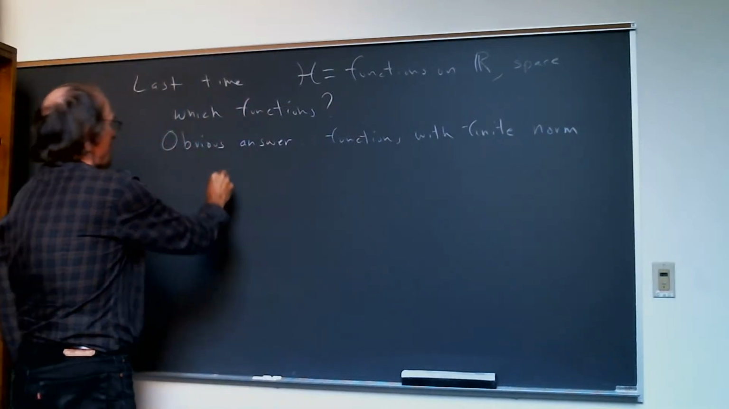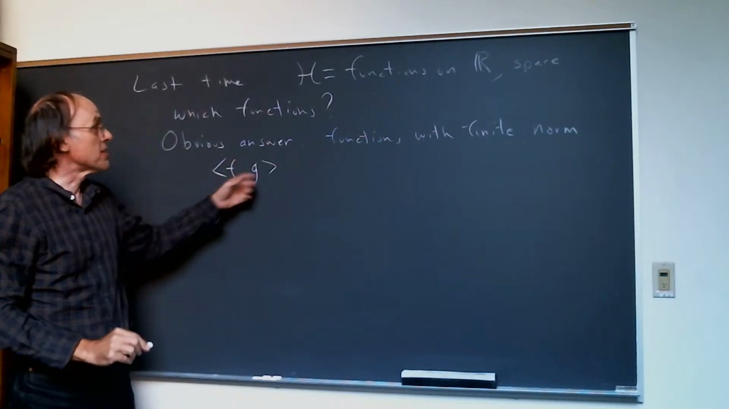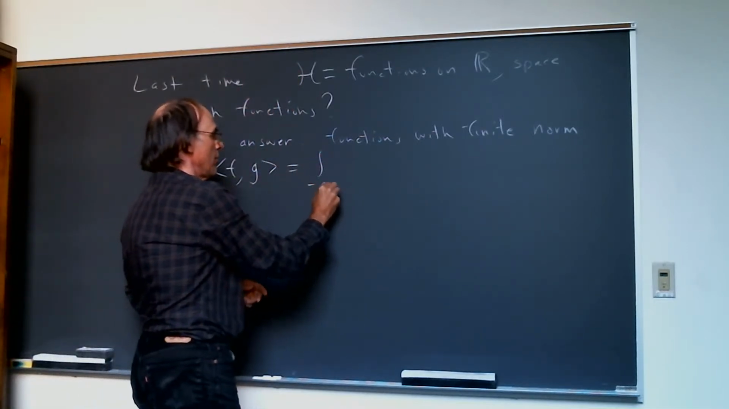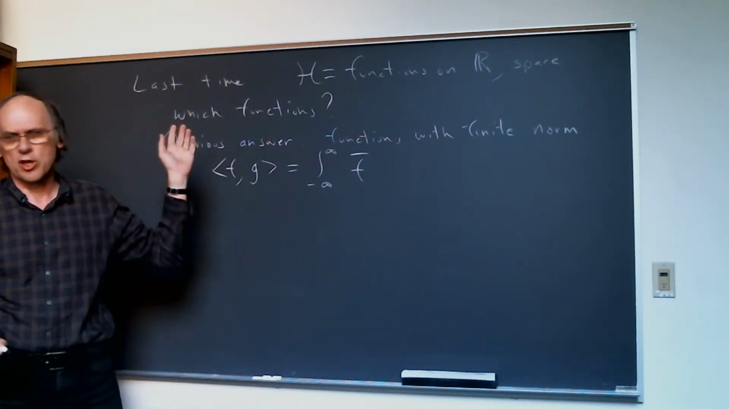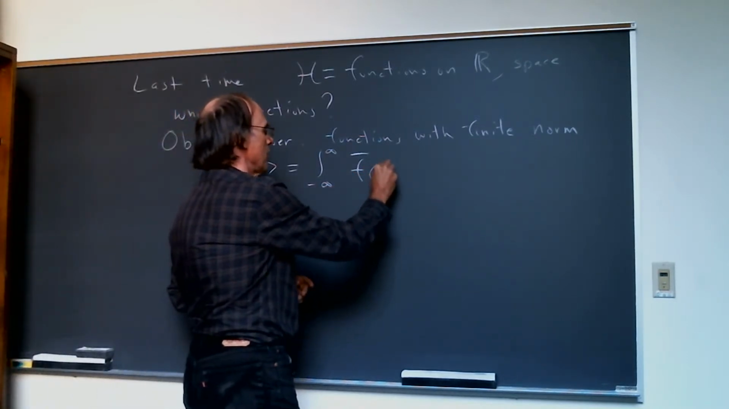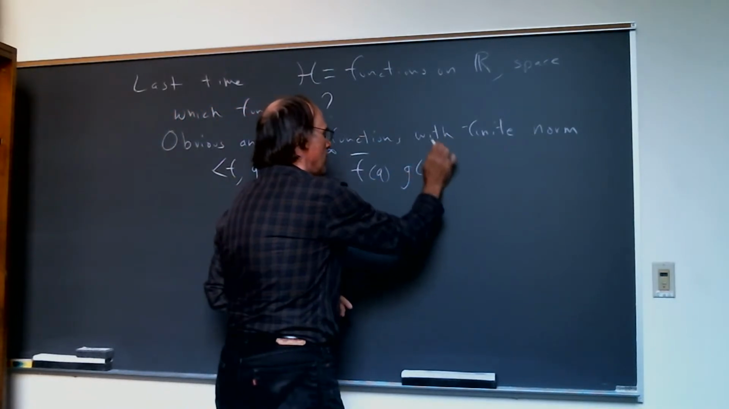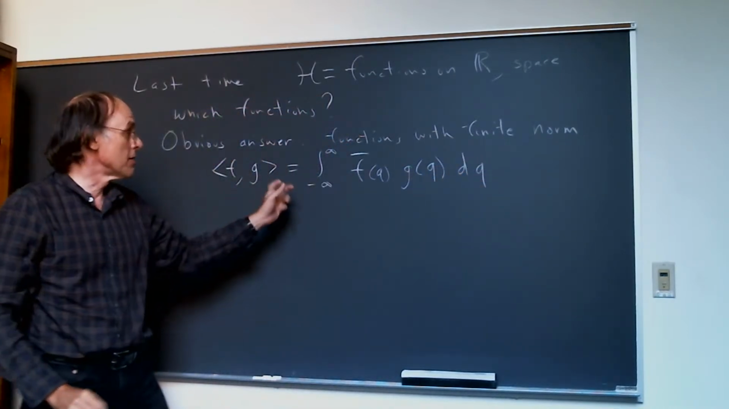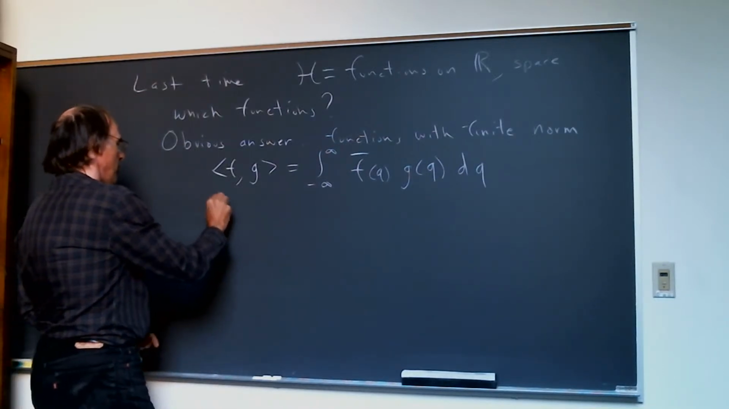So in other words, remember there's the standard inner product on these things, which is to integrate f bar of q, g of q, dq. I'll try to consistently use q as the variable for a spatial dimension. Okay, so you just give these the standard inner product.